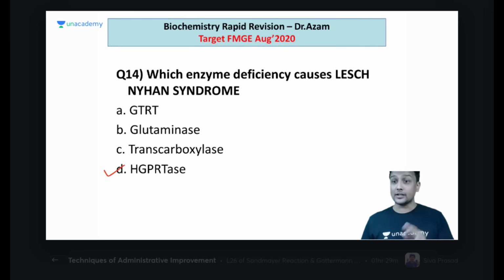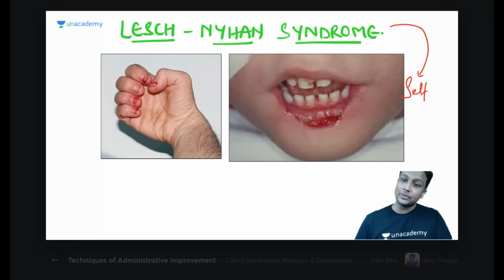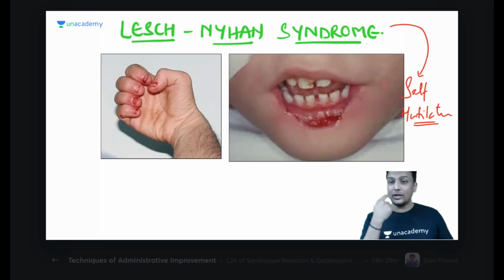Okay, done. In Lesch-Nyhan syndrome, the most important feature is self-mutilation. The person will be harming himself. So in Lesch-Nyhan syndrome, what is the important feature? The characteristic feature is self-mutilation. If you find an image-based question, with self-mutilation, the person will be biting or chewing the fingers and the lips, and the fingers and lips will be damaged. So the moment you see the option self-mutilation, go for Lesch-Nyhan syndrome.